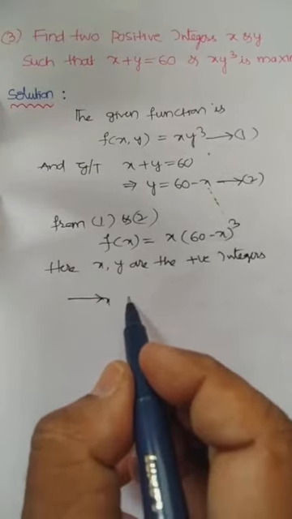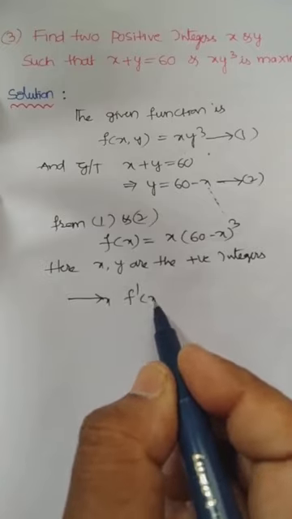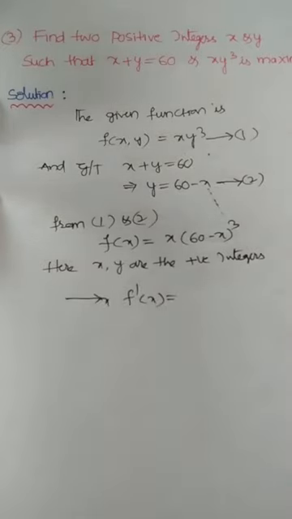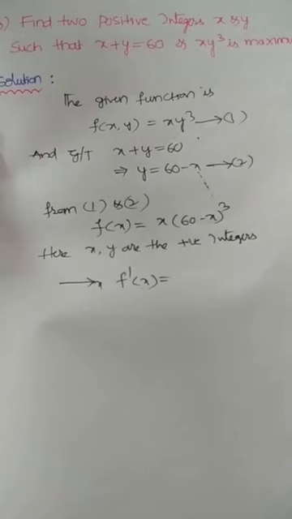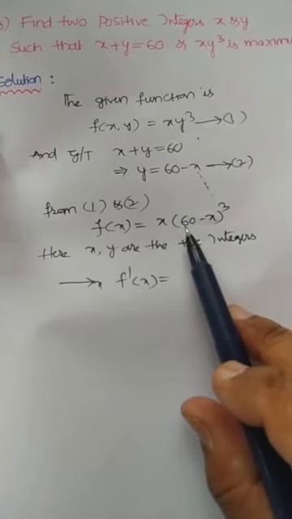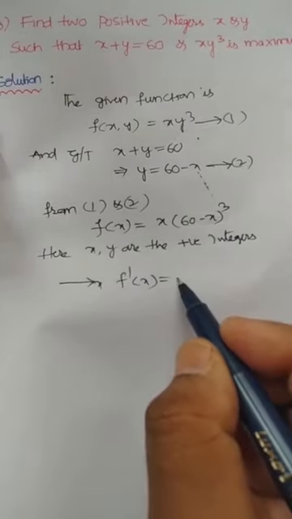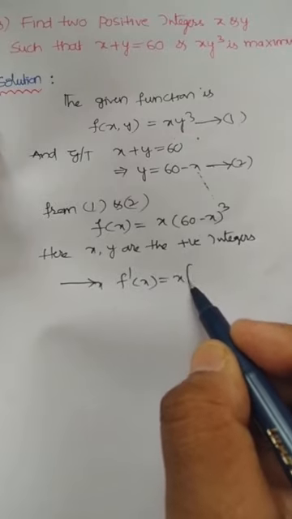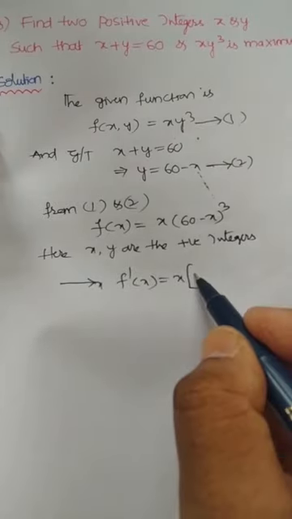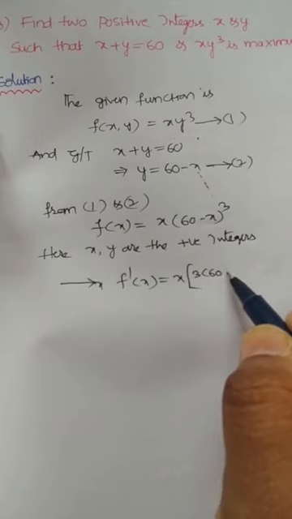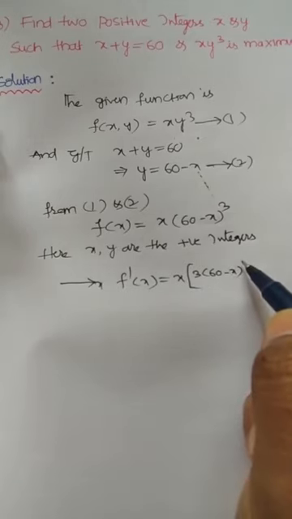So as usual I am finding the first derivative of the given function, derivating the function with respect to x on both sides. So I would get f dash of x. Here the function is in terms of the u into v method. So u remains the same, v derivative is 3 into (60 minus x) whole power 3 minus 1, that is 2.